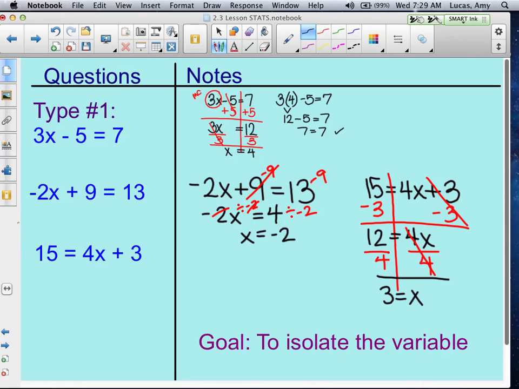Remember that the check step is not required, but it's highly recommended on quizzes and tests, if you have extra time, that you take that time to go back, plug in the answer that you solved for, and make sure that it works, because you can catch your mistakes. So if you really want to have a perfect score, I recommend checking.